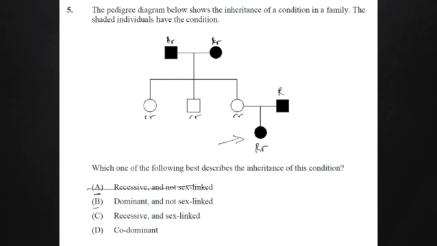Hold on a sec. Recessive and sex-linked. Well, again, if it's recessive sex-linked and both parents have it, then the kid should have it. And we don't see that in this case. So it can't be recessive and sex-linked. And codominant, well, we don't have that many options, so it can't be codominant. In this case here, B is the most correct. It's dominant and not sex-linked. That would make the most sense in this case. So B is the correct answer.